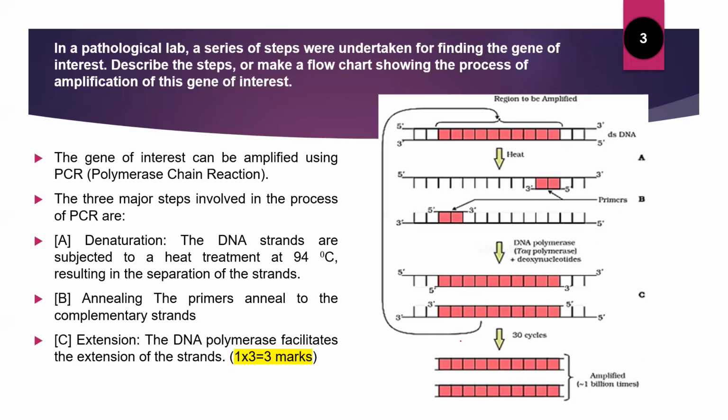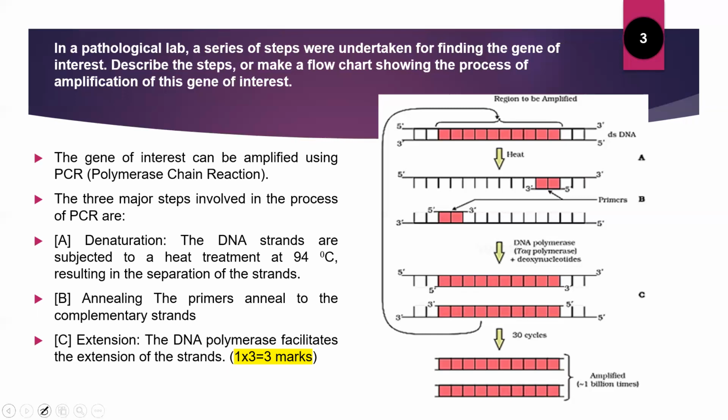Suppose the double-stranded DNA is shown in the first step, and the red colored boxes represent the nucleotide sequence in the gene of interest, and we want that it has to be amplified. So first we need to denature it. How do we denature? That is, the DNA strands have to unwind. How? By subjecting the strands to heat treatment at around 94 degrees Celsius. And this results in the separation of the strands. That is the denaturation step.